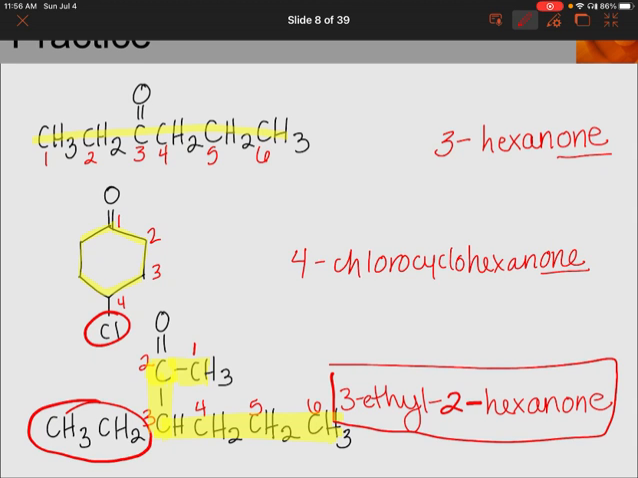Sometimes these can get a little confusing if they're written out this way because the ketone looks like it's a group that's attached to the main chain, but actually it's part of the main chain. So you want to make sure to find that longest chain that does contain the carbonyl group.